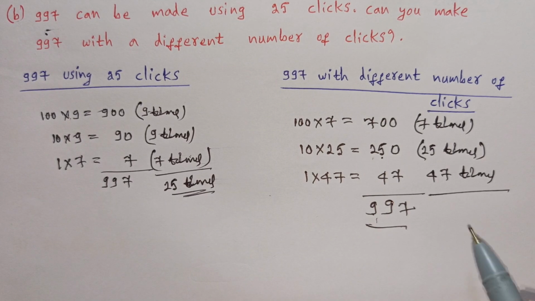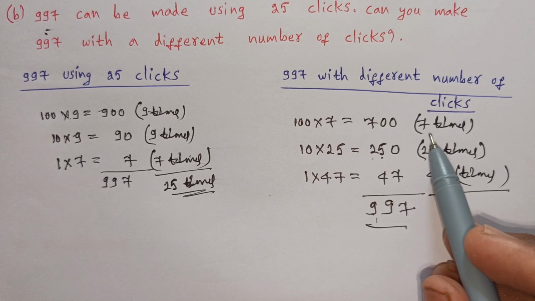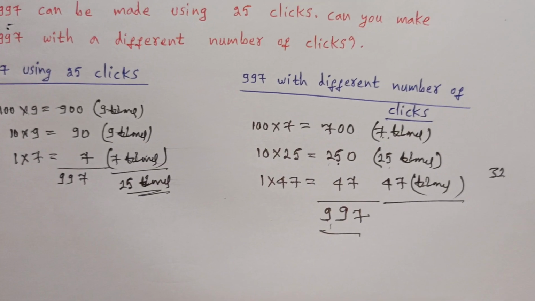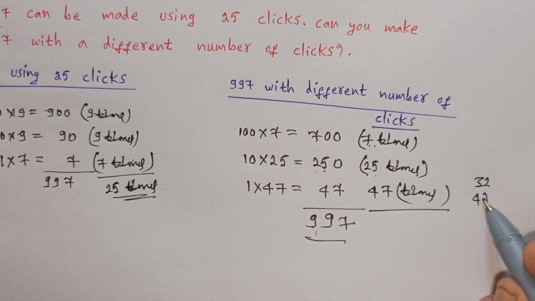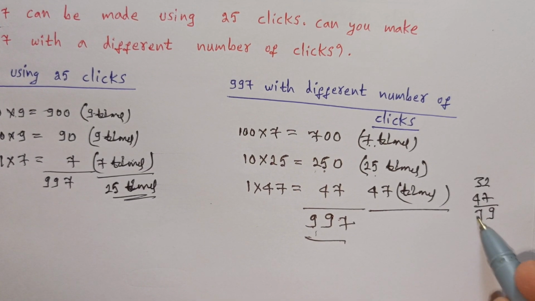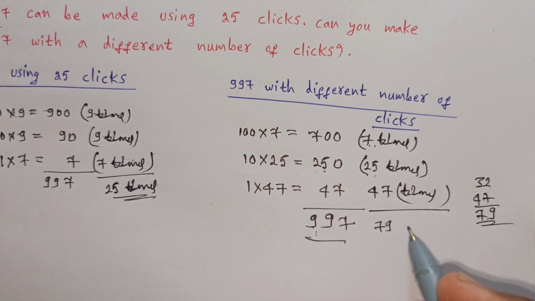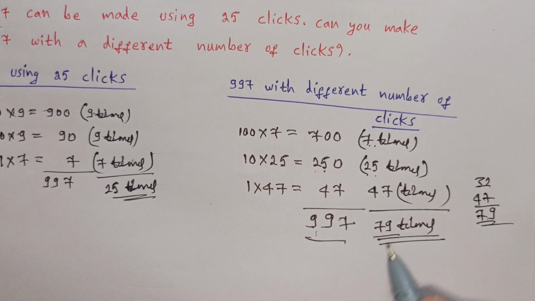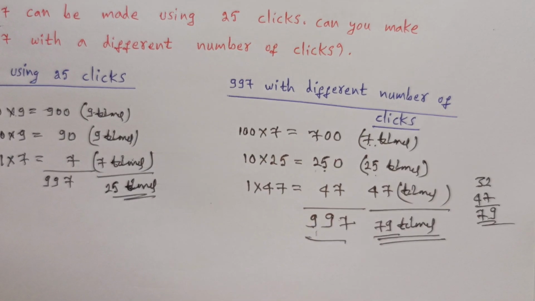But here the number of clicks is different. So 25 plus 7 is 32. So 32 plus 47. So 79 clicks it takes to get the same answer.